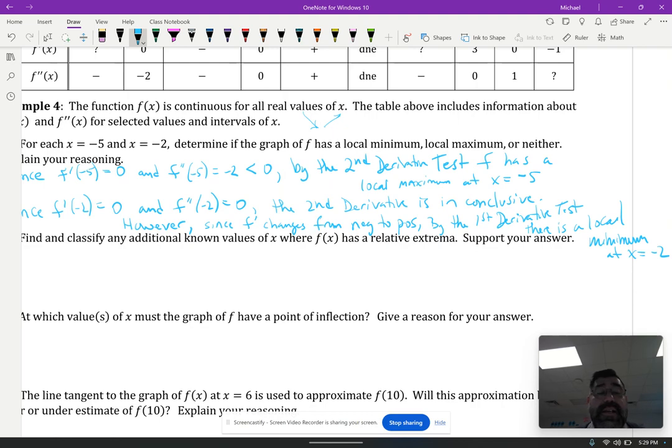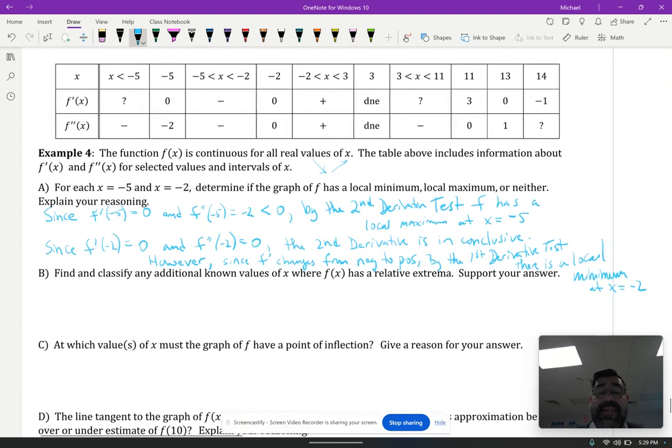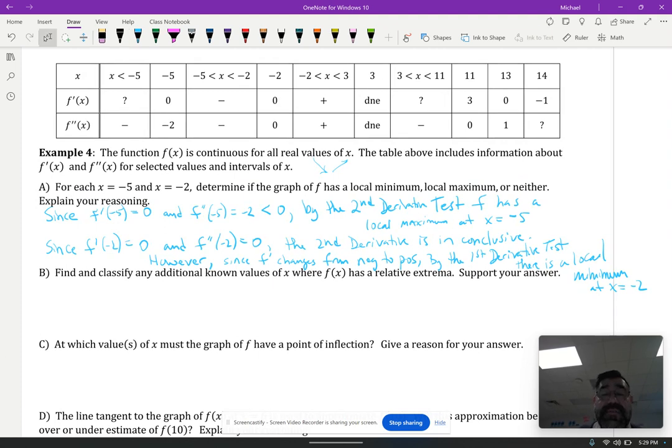So the second derivative test is inconclusive. However, I can go back because this is a table of values and I have signs from negative 5 to negative 2 and from negative 2 to positive 3. So I know what happens exactly at either side of negative 2. The derivative goes from negative to positive. That means my slopes go from negative to positive and I have a relative minimum there. Okay. Let's keep going.